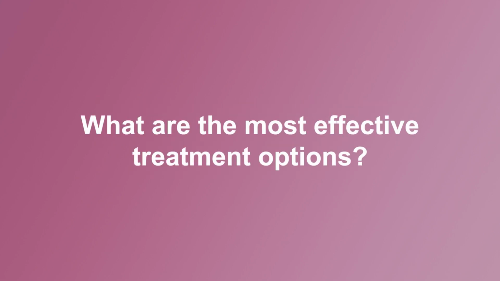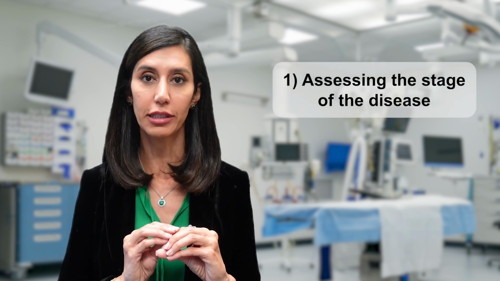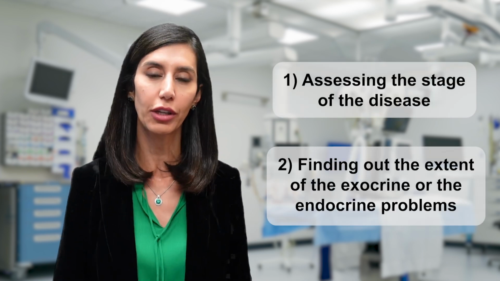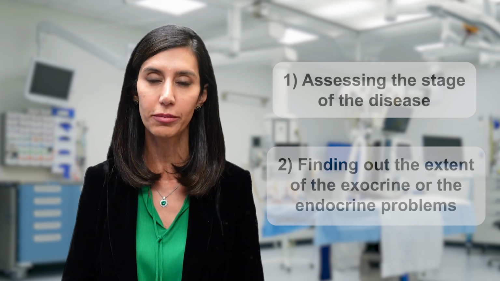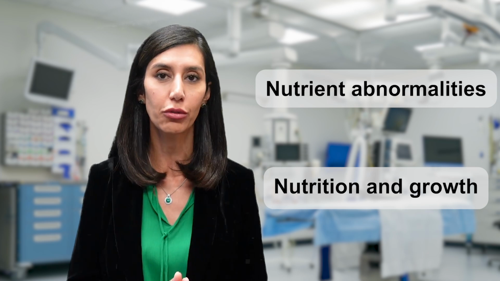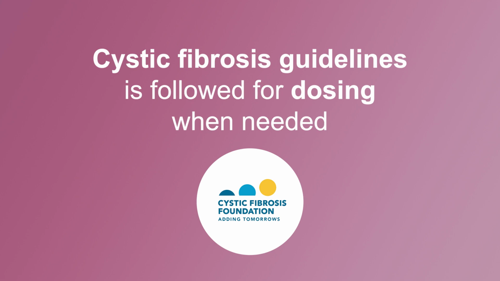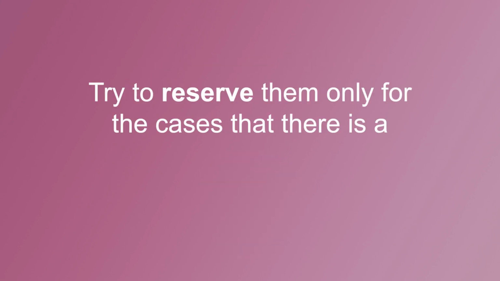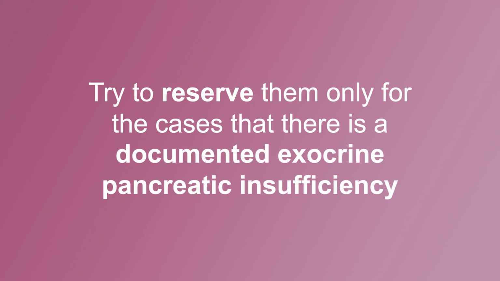So what are the most effective treatment options? So it starts with assessing the stage of the disease and finding out the extent of the exocrine or the endocrine problems, but also correcting the nutrient abnormalities, and nutrition and growth is very important. In terms of pancreatic enzyme replacement, when needed, we follow the cystic fibrosis guidelines for dosing. And we try to reserve them only for the cases that there is a documented exocrine pancreatic insufficiency.